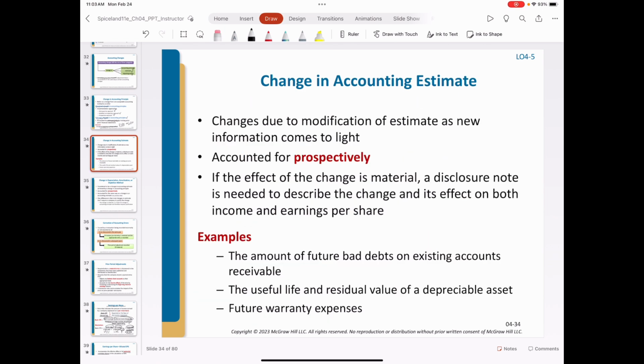Change in accounting estimates only has impact on the financial statements prospectively. In other words, the change in estimates only has impact on current year and future year financial statements. The examples include the estimates of future bad debt expense on existing accounts receivable, the estimate of the useful life and residual value of depreciable assets, or the estimate of future warranty expenses.